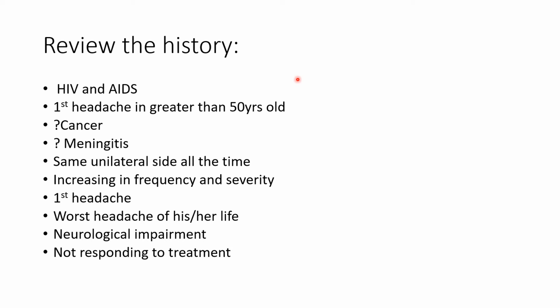So the first thing to do when we think we're not winning is to review the history. We've ruled out HIV/AIDS, the first headache in someone greater than 50 years old. We've ruled out all possible causes, like brain tumor, accumulation in the brain, hematoma, abscess, and so on. We rule out cancer, we rule out meningitis, same lateral side all the time, increasing in frequency and severity, worst headache of my life, neurological impairment, not responding to treatment.